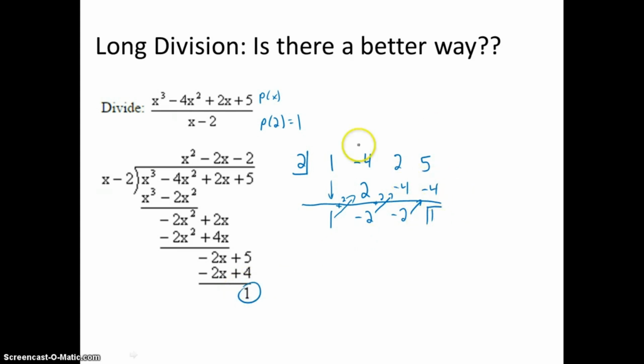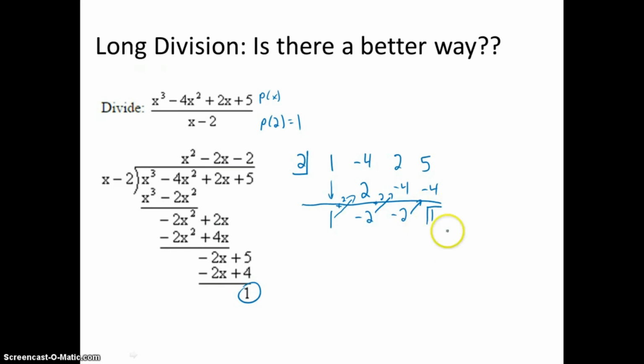Really what I've done here is plug 2 into the function that has coefficients 1, negative 4, 2, and 5. The math behind it is kind of interesting. The 1 has been multiplied by 2 one, two, three times, which is where that x cubed comes from. The negative 4 has been multiplied by 2 once, twice, which is where the square comes from. The 2 has been multiplied once, and then we just added that 5 at the end. So that's why it works to get that 1.